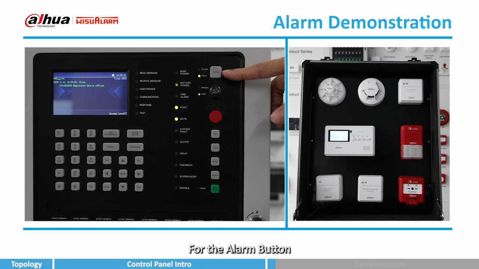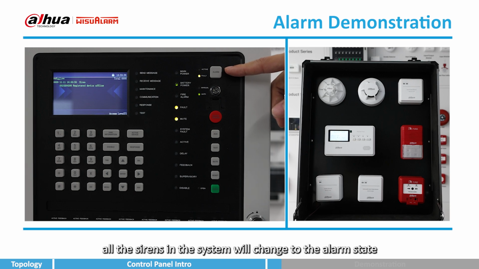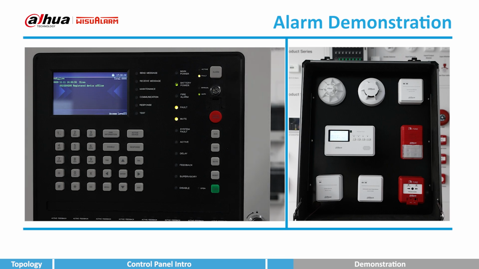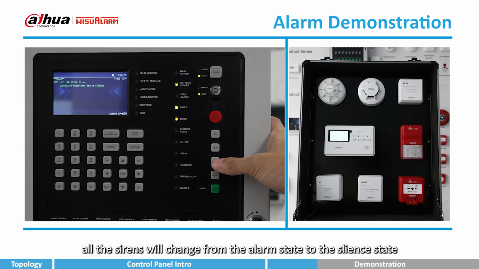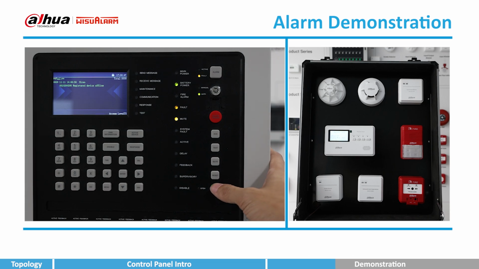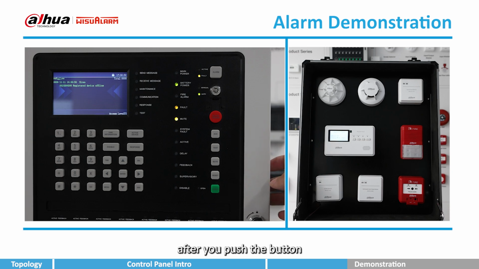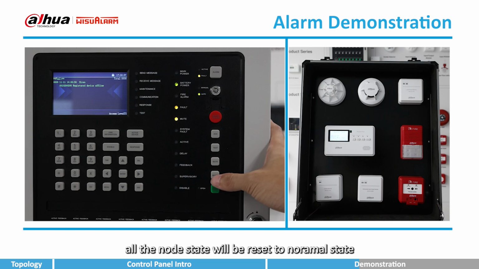For the alarm button, after you push the button, all the sirens in the system will change to the alarm state. For the mute button here, after you push this button, all the sirens will change to the silence state from the alarm state. And the last one, the reset button, after you push the button, all the node states will be reset to normal state.